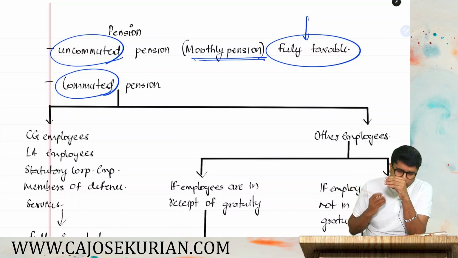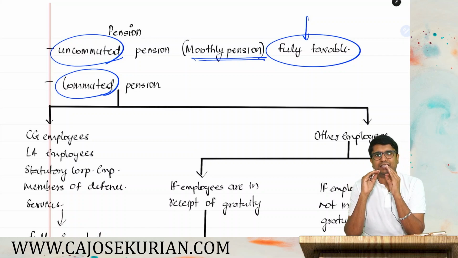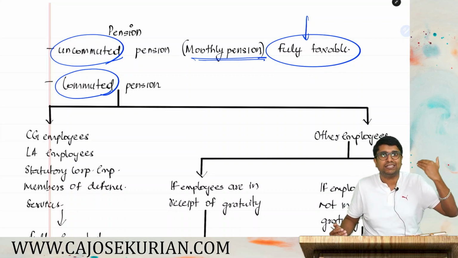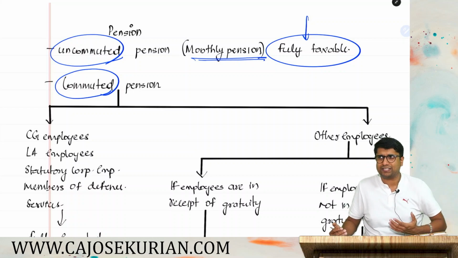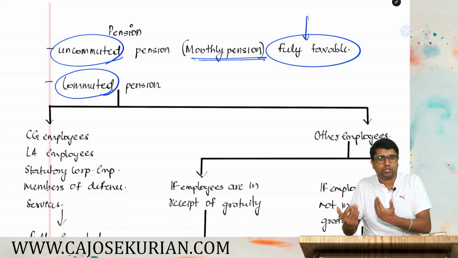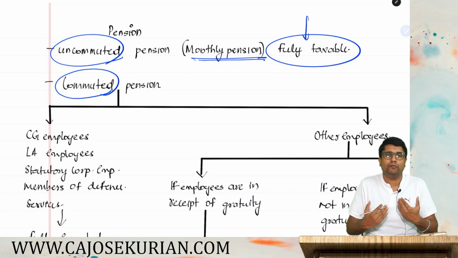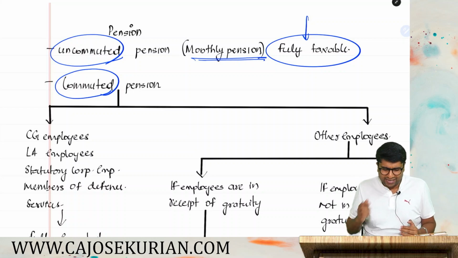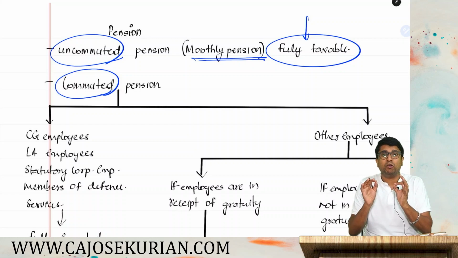And what do you mean by commutation? Commutation simply means an employee can go and take a lump sum amount rather than receiving monthly amount. Say for example, it's just like discounting a bill. Rather than receiving monthly pension, an employee can request and discount his pension and get a lump sum amount from the employer, and that concept is said to be what? Commutation of pension.